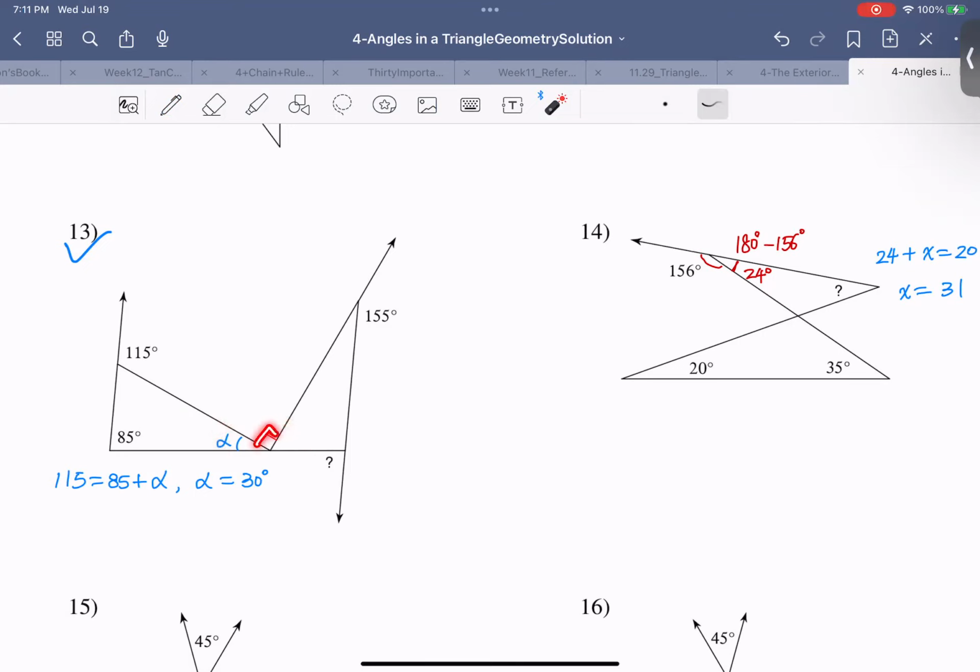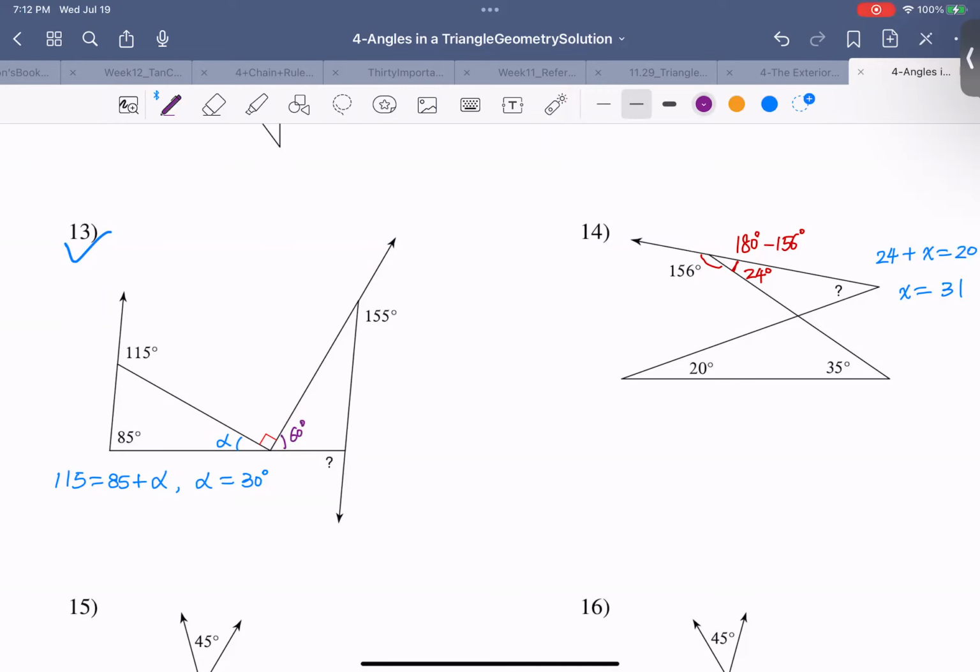Now, all this together is 180. This one is showing 90 degrees. So how much should this be? How much will this be? These two together will be 90. So this one is 60, right? Yeah. This one is 60.